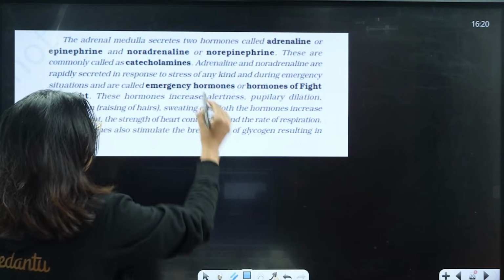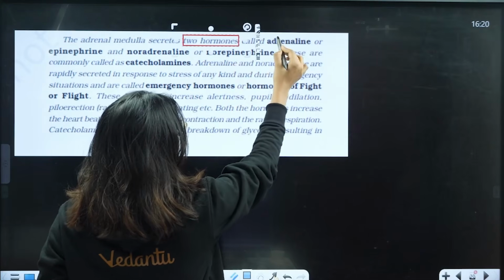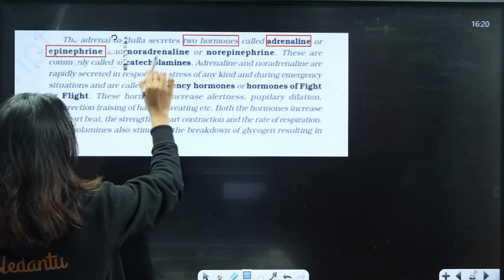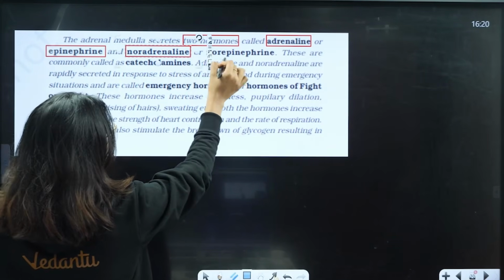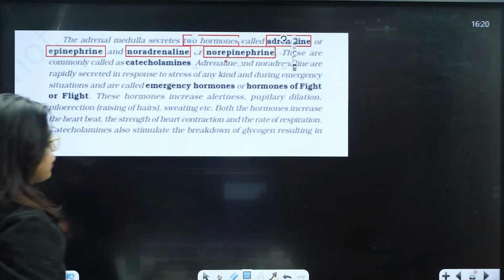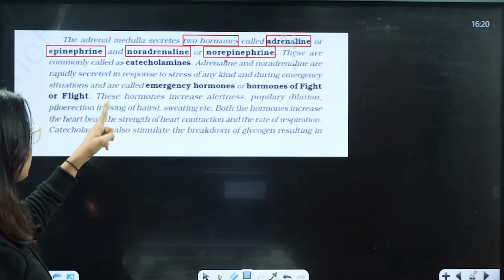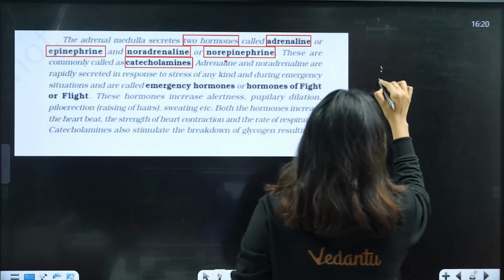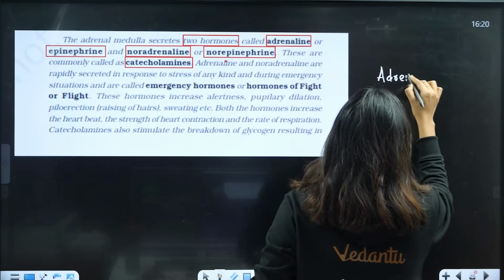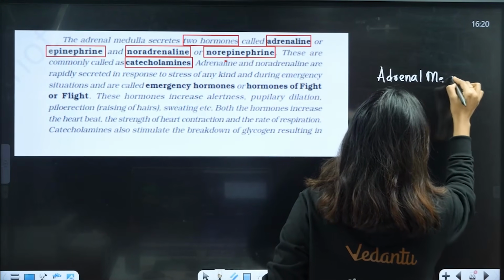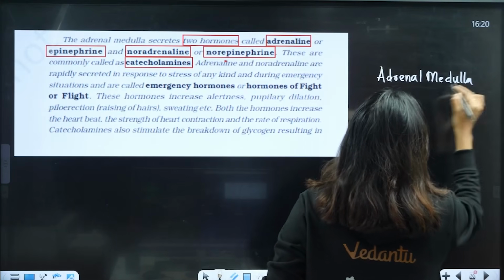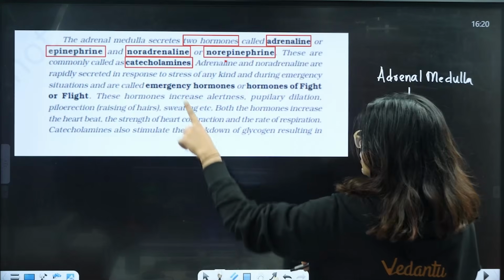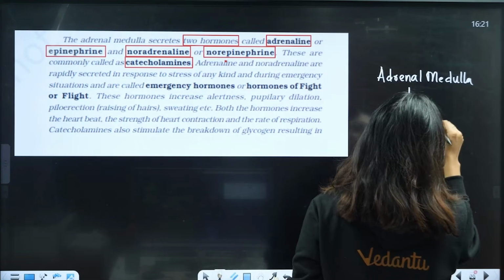Now look here. The adrenal medulla will secrete two hormones. Which are the two hormones? Adrenaline or epinephrine, and noradrenaline or norepinephrine. These are commonly called catecholamines. This is how you should write it in your NCERT: the adrenal medulla will secrete catecholamines.